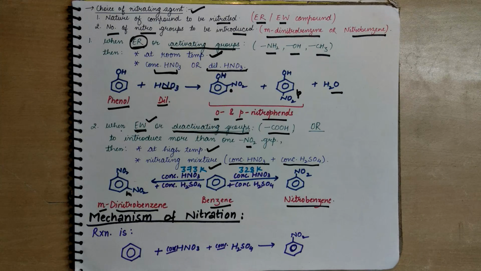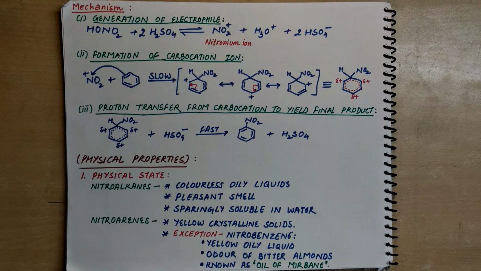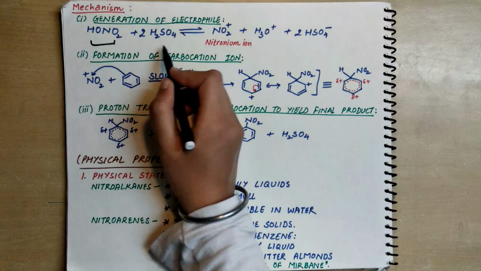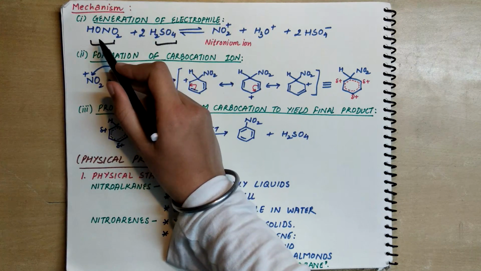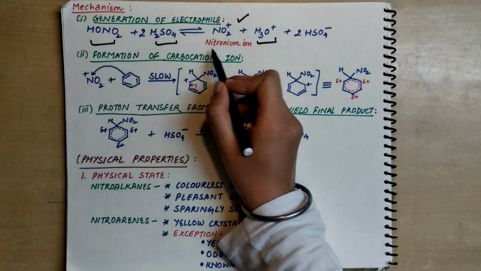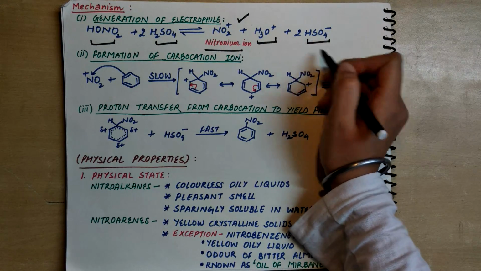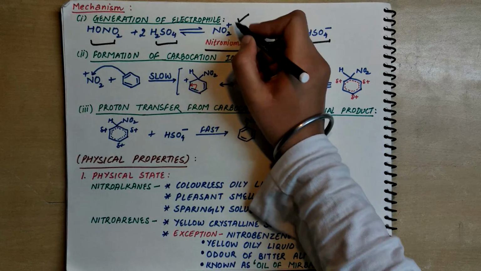Now we look at the mechanism of nitration. The reaction is benzene in the presence of concentrated nitric acid and concentrated sulfuric acid giving nitrobenzene. The mechanism: first step, generation of the electrophile. This is nitric acid, this is sulfuric acid. When two H positive from sulfuric acid react with one OH negative, we get H3O positive. And from here NO2 positive is released, that is the nitronium ion, and two HSO4 negative ions are produced. This is the generation of the electrophile, and the electrophile is the nitronium ion.